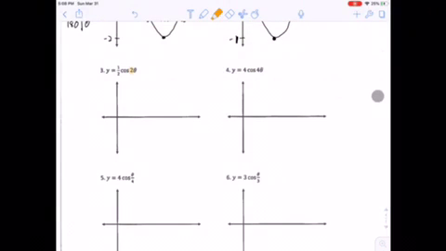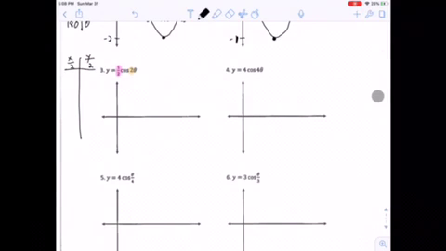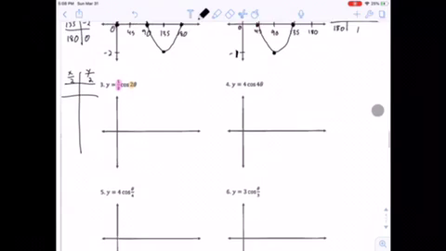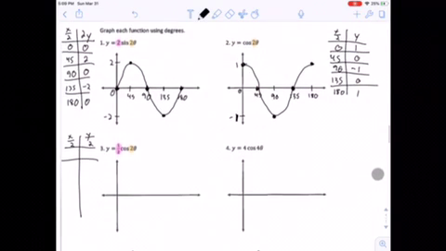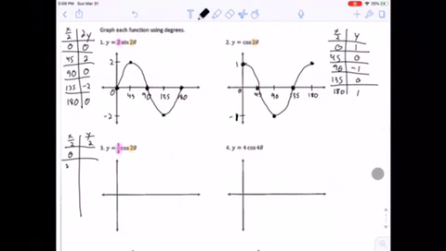Okay, looking at 3. We've got the 2 on the inside and 1/2 on the outside. So our x's are going to be divided by 2. And guess what? Our y's are going to be divided by 2 as well, because y times 1/2 is y divided by 2. Our x's stay the same as before: 0, 45, 90, 135, and 180.